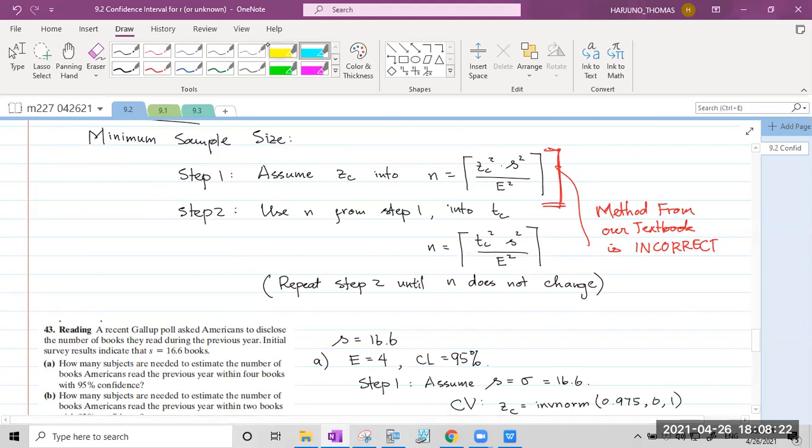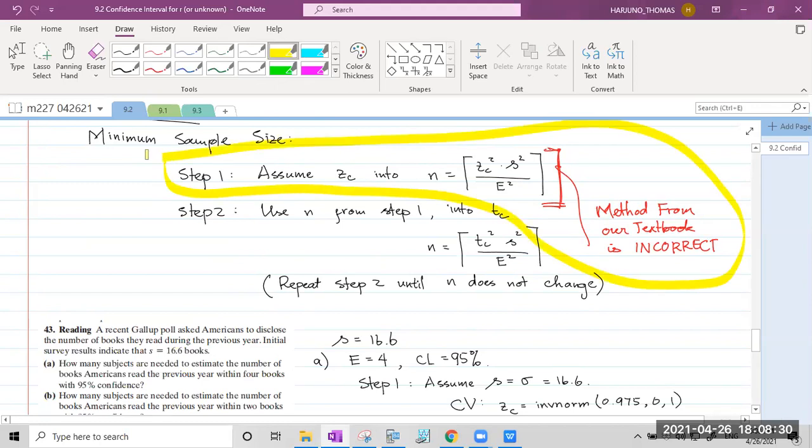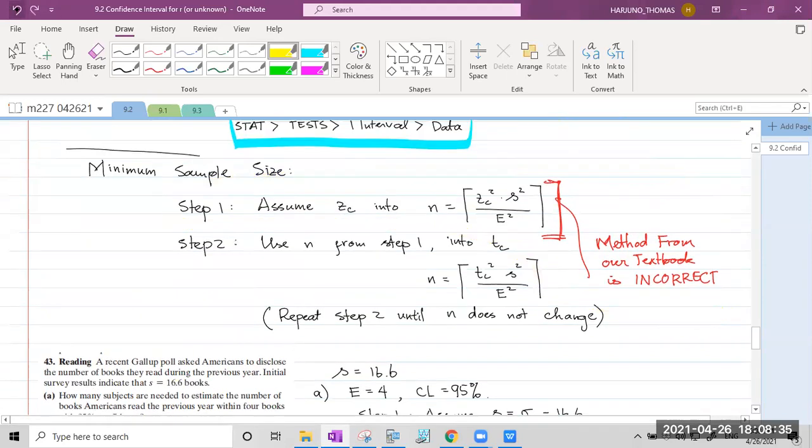Minimum sample size consists of 2 steps instead of only 1 step. Our textbook only uses 1 step. Actually, you're supposed to do the second step maybe twice. From the first step, you will get the minimum sample size, but that's because you assume standard normal distribution.